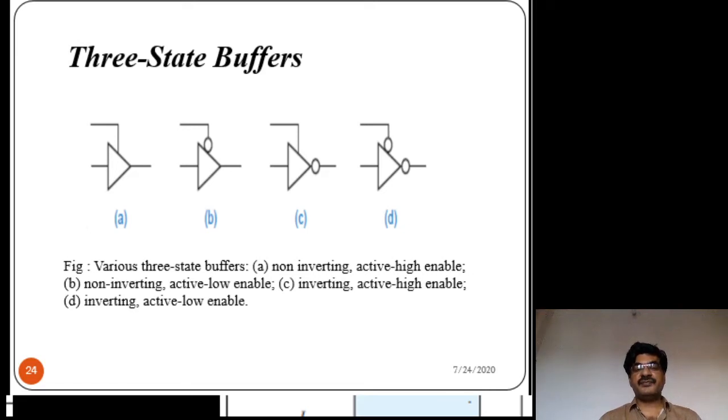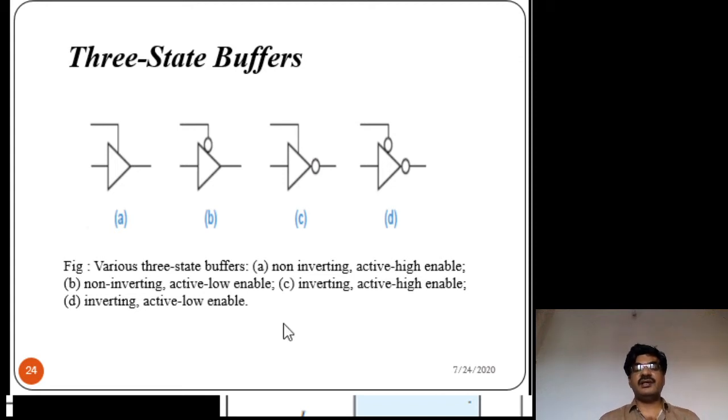So welcome back. So far we have seen some combinational circuits like decoders, encoders, and also we developed VHDL programs for those combinational circuits. Now in this session I would like to discuss three-state buffers. What is meant by three-state?